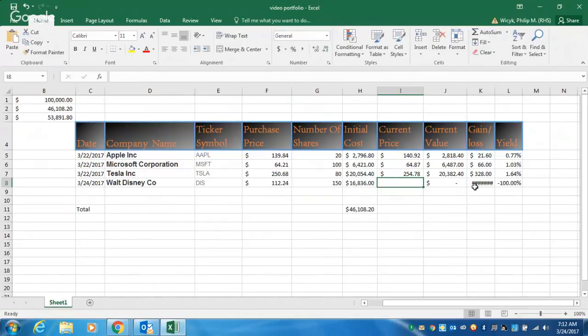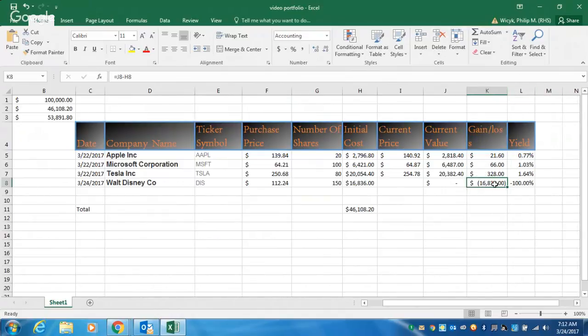I do want to mention this. Whenever you see hashtags in your cell, what that means is you just have a larger number in there that cannot be represented in the size of the cell that's present. So notice if I hover over, it tells me that's a negative $16,836. If I were to increase this a little bit more, you'll see that those hashtags go away. So I'm going to put the current price in, which is the 112.24, and you'll see that this changes. This will go back to 0, and the yield will go back to 0, like so.